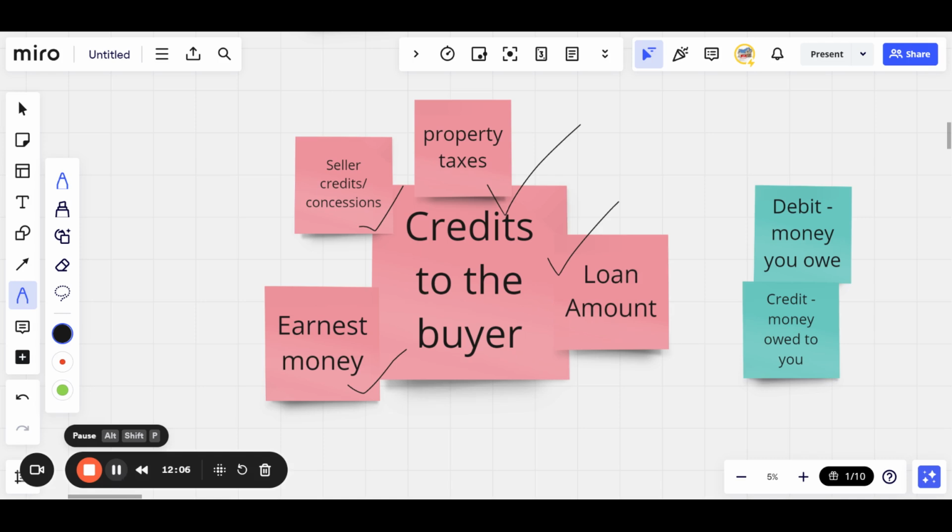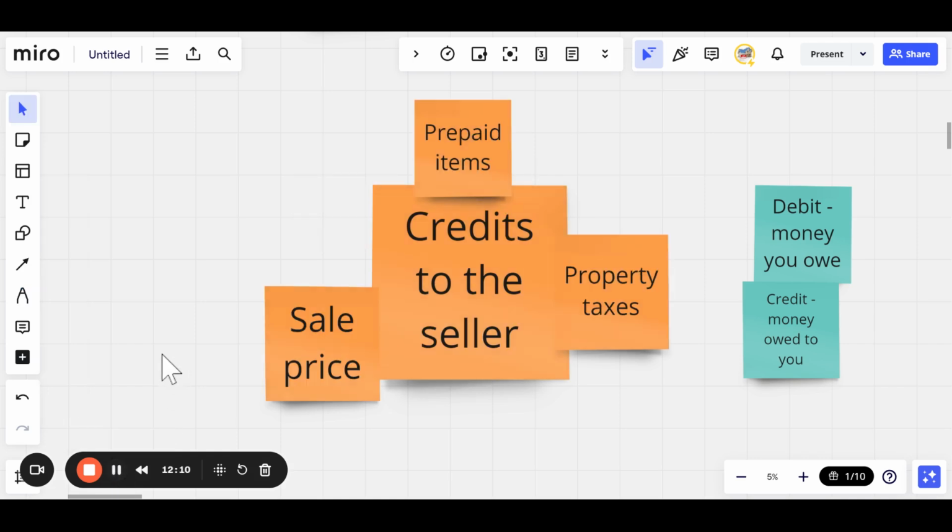So let me change my screen up. The last one, we're going to do credits to the seller. All right. Let's wrap it up with credits to the seller. So the first one, kind of an obvious one, is the sale price, right? The sale price is, as I told you, the simplest closing in the world: debit the buyer the sale price, credit the seller, right?